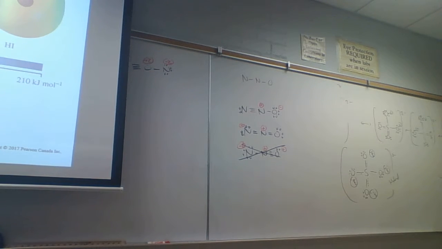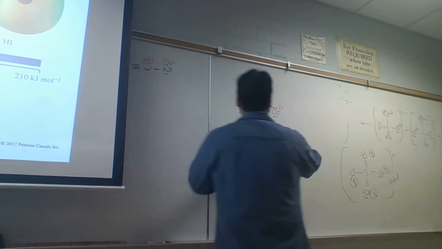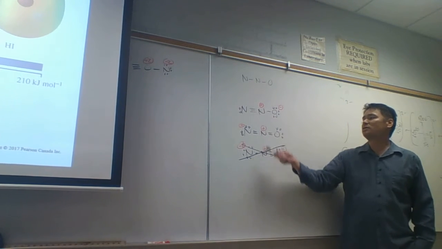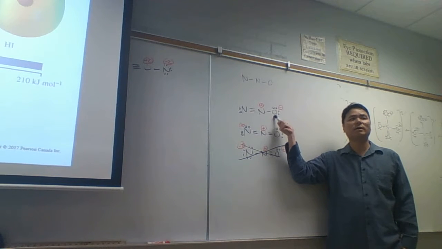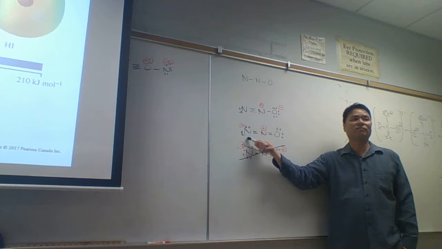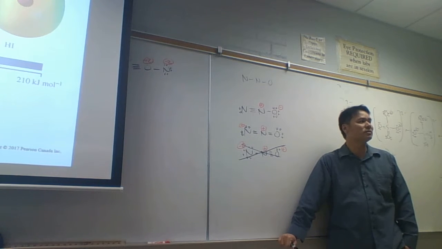Now we go back to this. Even though these aren't bonded directly to each other, there's a tug of war between nitrogen and oxygen. Oxygen's more electronegative, so it should win, but what is the difference here? The difference is 0.5. Is that a significant difference in electronegativity? No. It's not a significant difference.